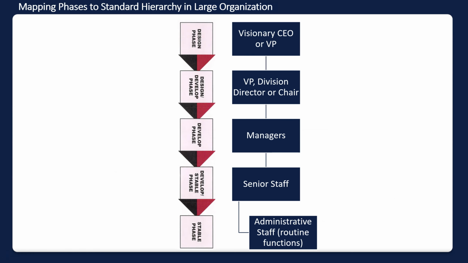And what it talks about is all projects in all institutions go through different phases. So you start in the design phase, then you move to design develop. So this is just the idea. This is where you're actually starting to work on it. This is where you develop. This is where you develop stable, and this is where it's stable. And often this is how the organization works. So you have a visionary CEO or VP, then you have a VP or divisional chair, managers, senior staff.